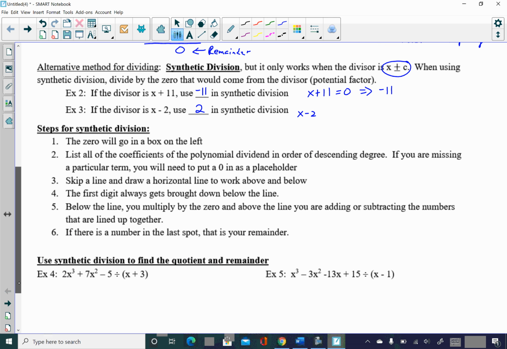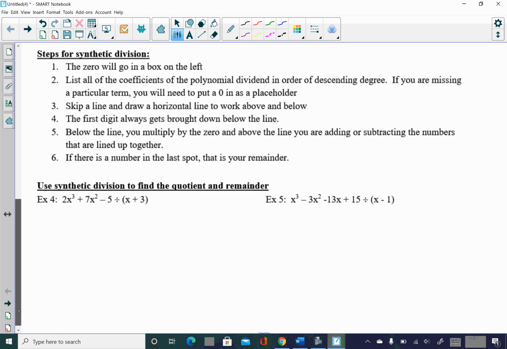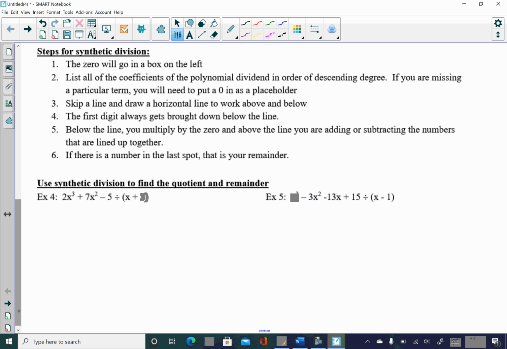Below here are the steps for synthetic division. They're here, okay? I'm gonna illustrate them rather than talk you through it. Let's do it in real time. All right, so let's do example 4 here together.